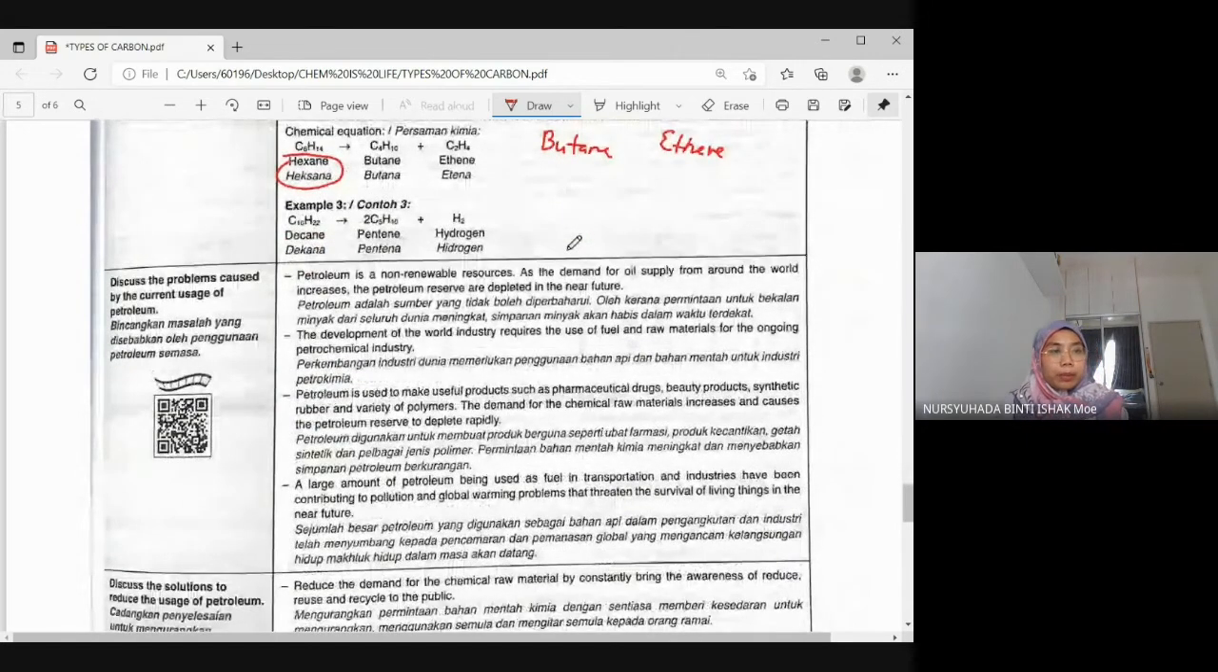Alright, discuss the problem caused by the current usage. Apa masalah-masalah yang mungkin berlaku? Pertama, petroleum ni is non-renewable resources. Apa maksud non-renewable? Dah belajar masa lower form. What is non-renewable? Apa maksud non-renewable? Maksudnya dia akan apa? It will what? Non-renewable. What do you understand dengan perkataan non-renewable?